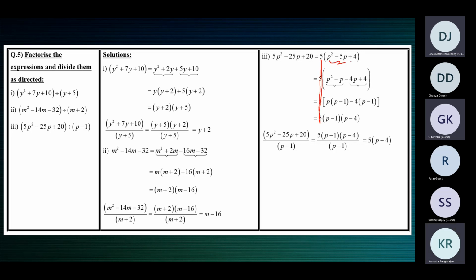This one should be factorized by splitting the middle term. So see here, we split the middle term, we factorize with the usual steps, and we get p minus 1 into p minus 4. Nothing different, same thing. Split the middle term, group the first two terms and the last two terms. And this is what we get, 5 into p minus 1 into p minus 4.